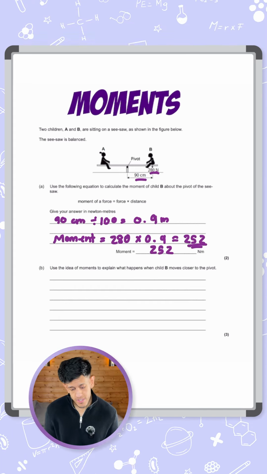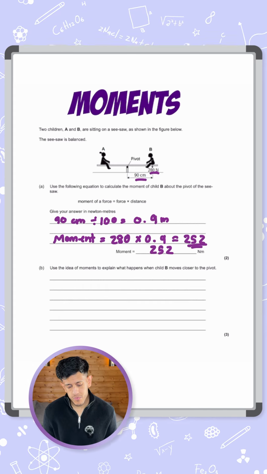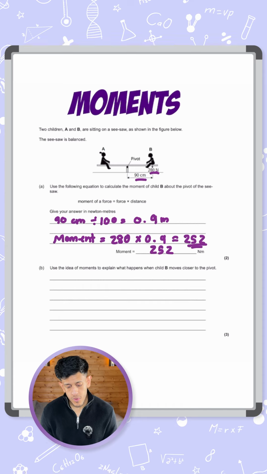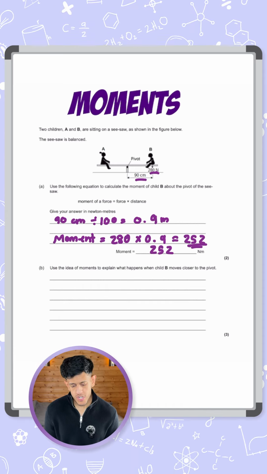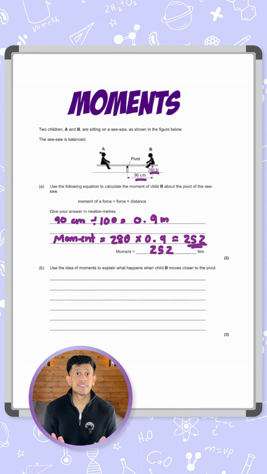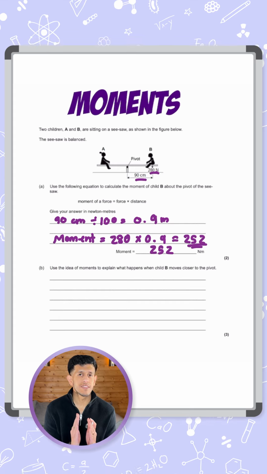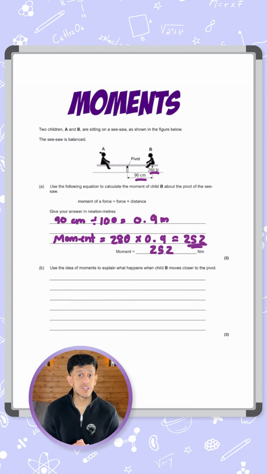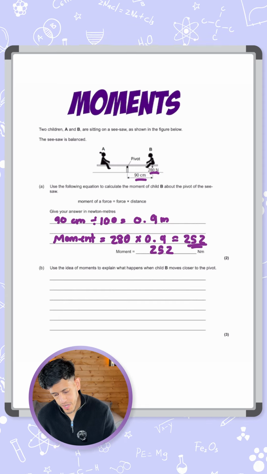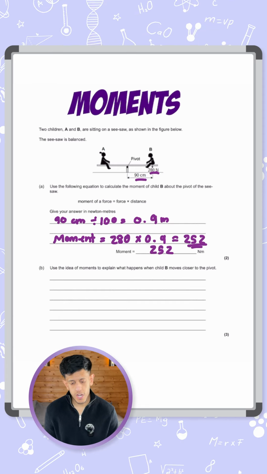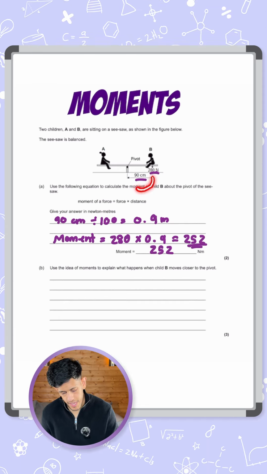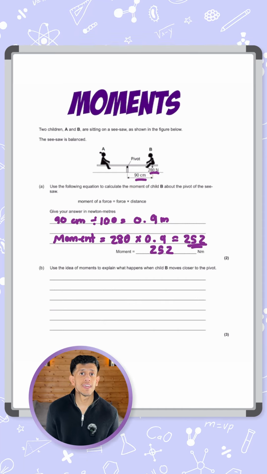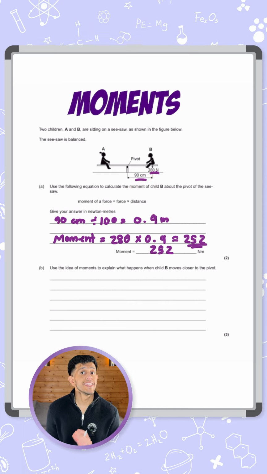So the second question says, use the idea of moments to explain what happens when child B moves closer to the pivot. So firstly, as they move closer, we need to look at how it affects the moment of child B to start with. So if they move closer, the distance decreases. Force times distance, if the distance decreases, the moment will also decrease. But we also need to confirm in which direction that's going in. So if we follow the child B around the pivot, that is in a clockwise direction. So for my first mark, I'm going to say that the clockwise moment of child B decreases.